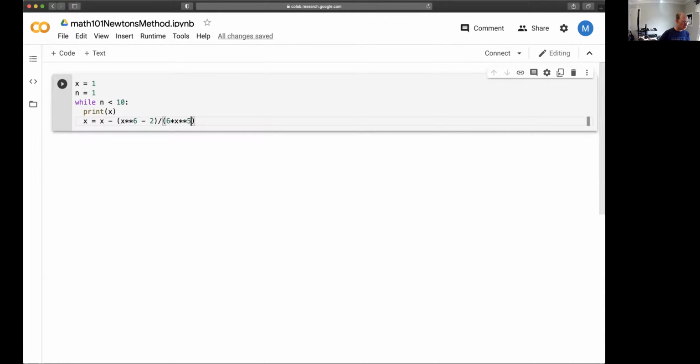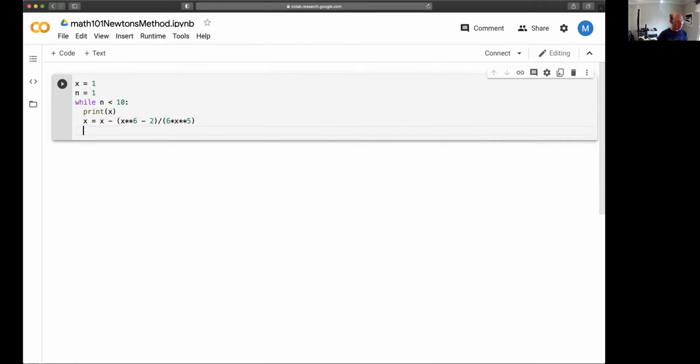Order of operations ensures that the exponent will go first. Notice you need to use multiplication. We didn't need it in the calculator, but here you do. All right, and then it's going to keep on looping this. Let's let n equal n plus 1. So it'll keep looping this until n gets to 10. Let's give it a try.